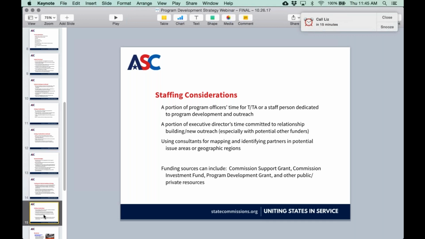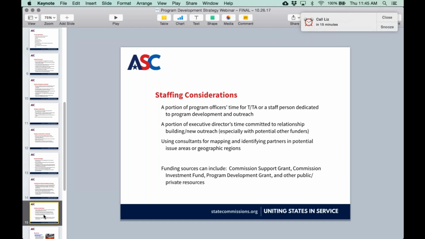Again, there are additional ways that commissions have staffed this, but we did want to underline that really this does take time. It does take energy. It's not always success the first time out of the gate. And so really making sure that you're being thoughtful about the time that you need for staff in order for this to work, I think is really, really important as you're having these conversations internally.